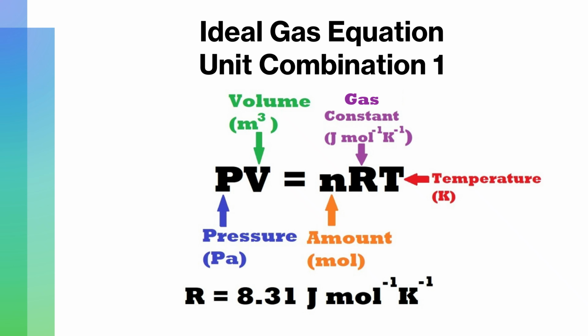On this slide, we have unit combination 1. So pressure is in pascals, volume is in cubic meters on the left side of the equation, and on the right we have amount in moles, temperature in Kelvin, and the gas constant, which is in joules per mole per Kelvin. And there's also a reminder that the value of R to 3 significant figures, which tends to be the conventional number of significant figures used for R, is 8.31 joules per mole per Kelvin.